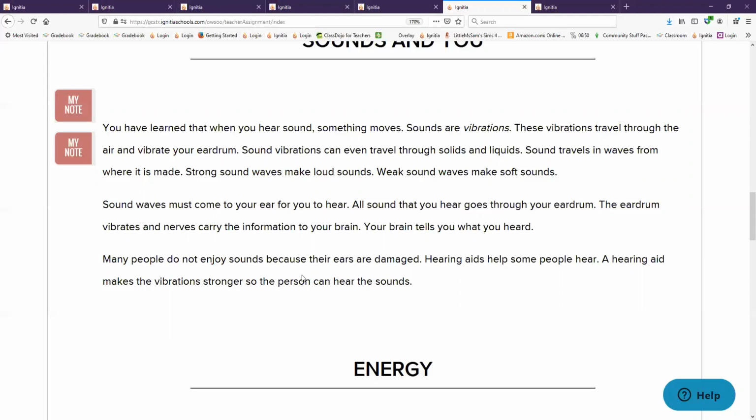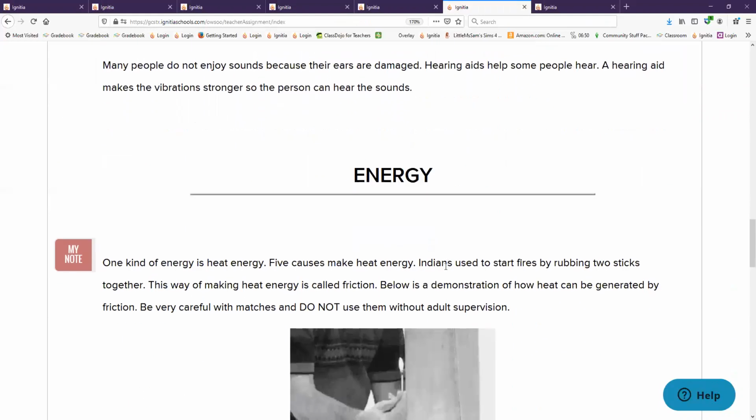Many people do not enjoy sounds because their ears are damaged. Hearing aids help some people hear. A hearing aid makes the vibrations stronger so that the person can hear the sounds.